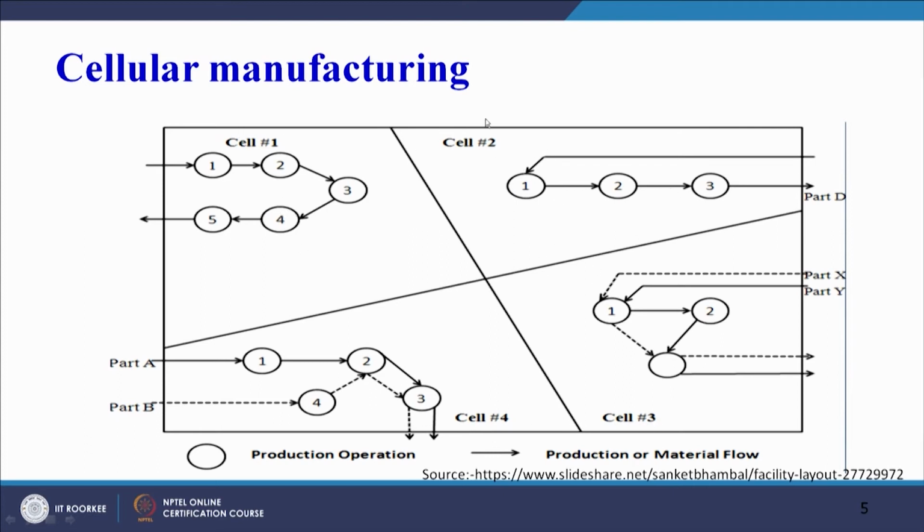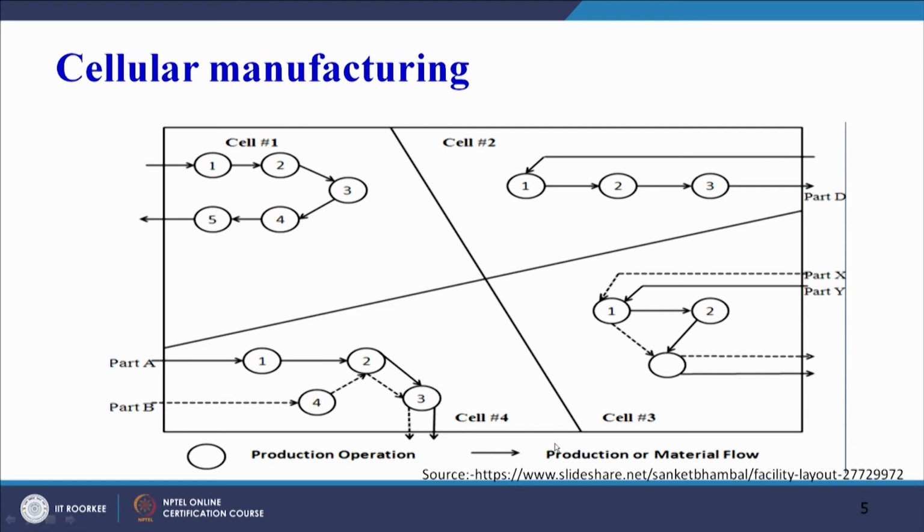So cell 2 is dedicated for part D only. You can see part D comes here, and 1, 2 and 3 are the operations. So 3 operations are done. Maybe these may be different operations. It may involve turning, drilling and grinding. So you have done turning, then drilling, then grinding, and all these parts go out. So that is part D. Similarly, parts X and Y are here. Both of them come, they get assembled, and then finally they come out from here.